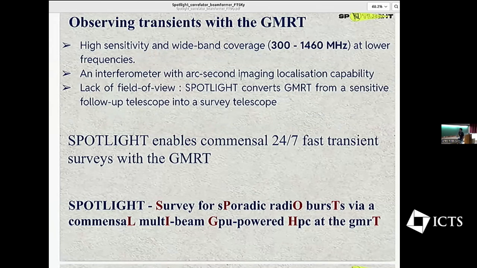Now, GMRT is very sensitive and a good instrument, good at imaging and localization. But Spotlight comes and fills the gap, making it a survey telescope covering a large field of view with so many beams. So basically, Spotlight is a commensal system which does fast transient surveys with the GMRT. In the interest of time, I won't expand the Spotlight acronym.